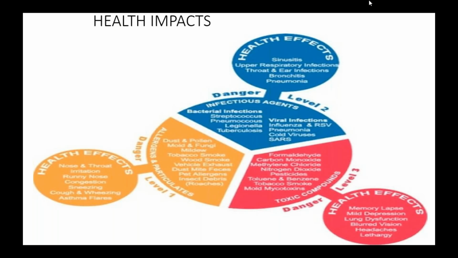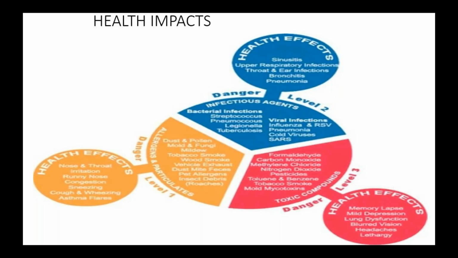Health impacts in the sense, persons are affected by various types of diseases, which can be categorized into three danger levels. Danger level 1 includes health effects such as nose and throat irritation, runny nose, congestion, sneezing, cough, and other asthma flares. Major sources for this kind of disease are allergy particulates. The level 1 category includes dust and pollutants, molds, fungi, mildews, tobacco smoke, wood smoke, vehicle exhaust, dust, insects, etc.